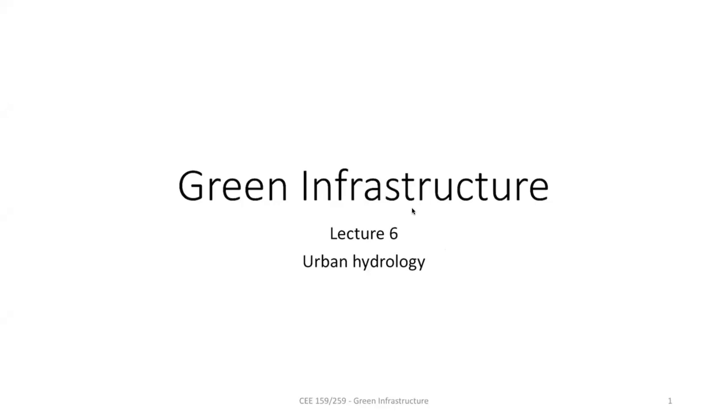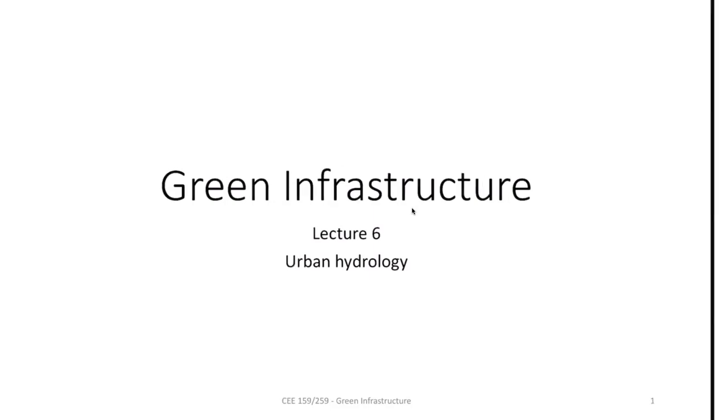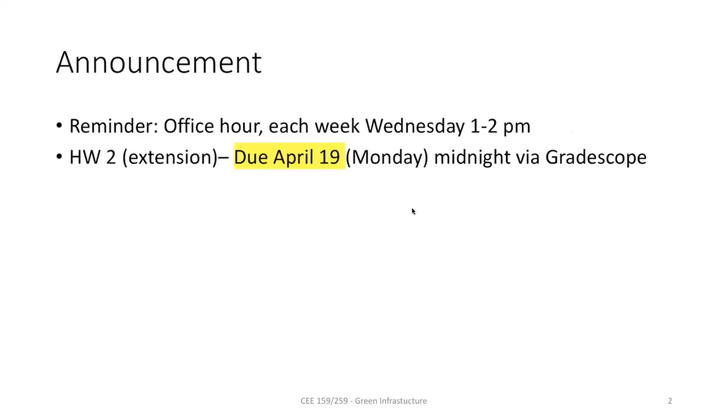Green infrastructures are designed first to reduce the quantity of stormwater on the surface. So that's why it's very important to know the quantity aspect of it. So for the next two or three classes, we are going to learn that. That's why it's called hydrology, because it's about the movement of water.